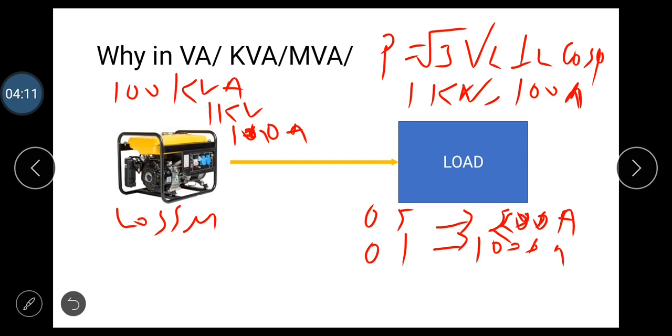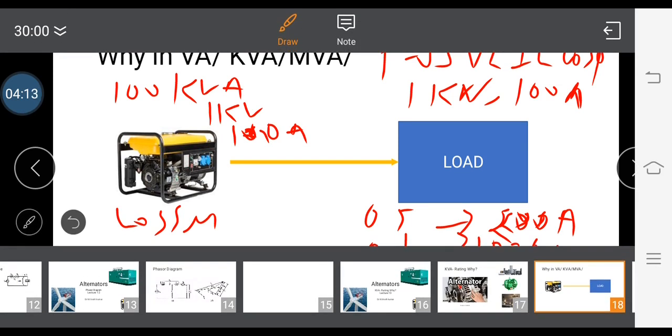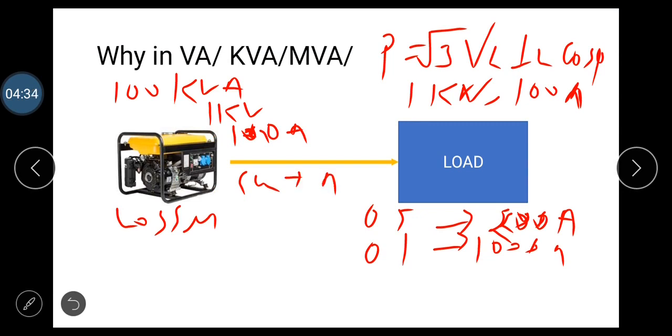Also, you have to know that there are mainly two losses: the copper losses and the iron losses. Other losses, since it is a rotating machine, are the windage and friction losses. The electrical losses are directly proportional to voltage and current: copper losses are directly proportional to current, and iron losses are directly proportional to voltage.